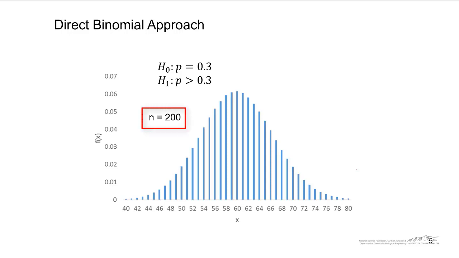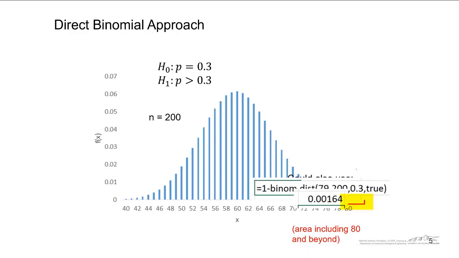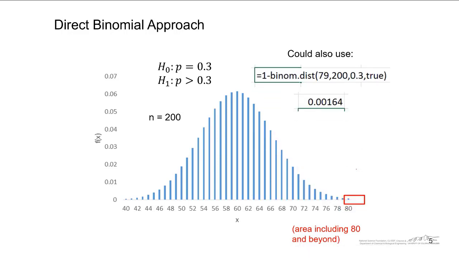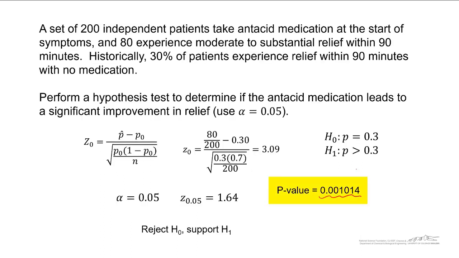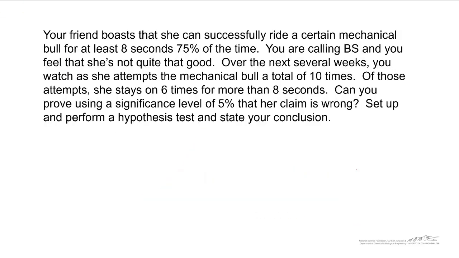Here we have n equals 200. This is based upon the null hypothesis of p equals 0.3. The area including 80 and beyond is known as the p-value. And so we can calculate this p-value. So it's 1 minus cumulative up to and including 79. That's the probability that we get 80 or above successes out of 200 if the true proportion is 0.3. And we calculate that to be 0.00164, which is really small. And this is the p-value. This p-value is more accurate than the p-value that we got using the normal approximation because that is an approximation and not exact.